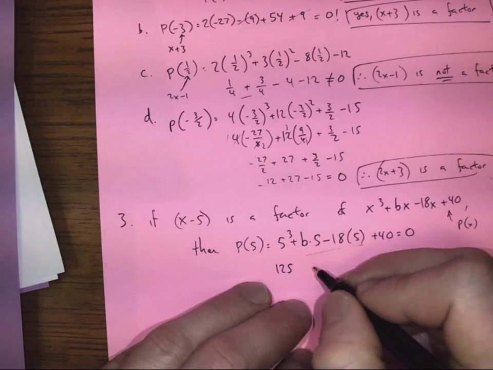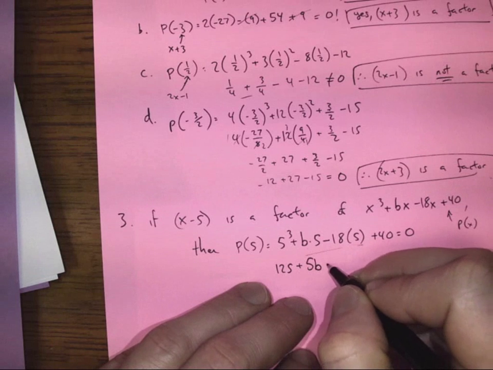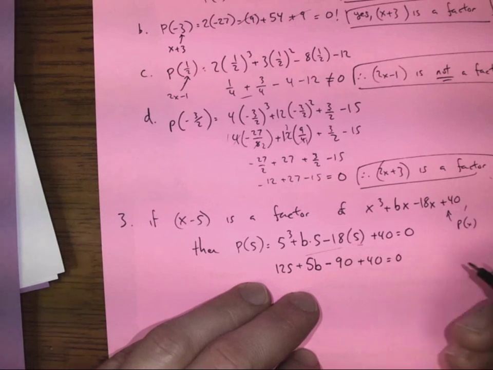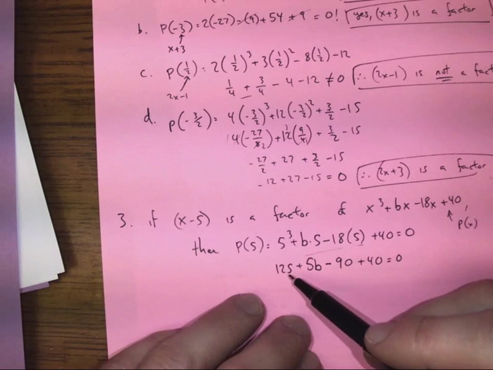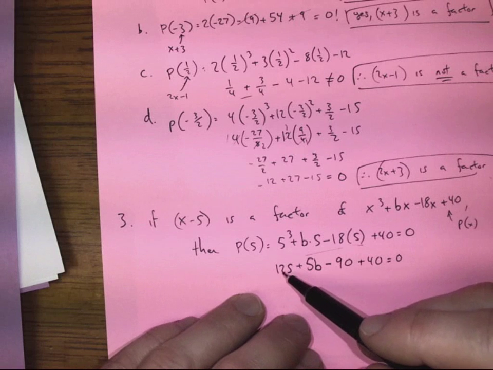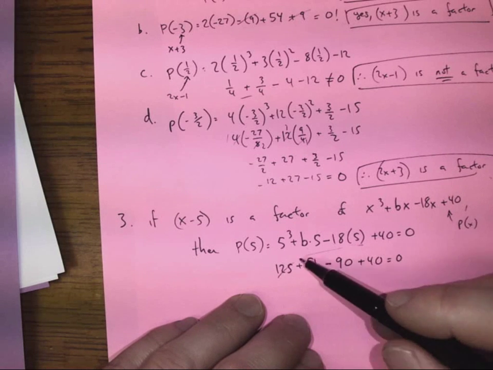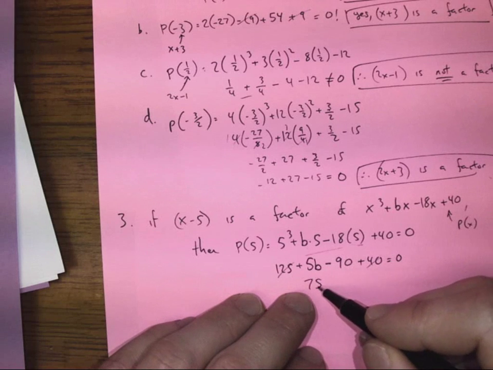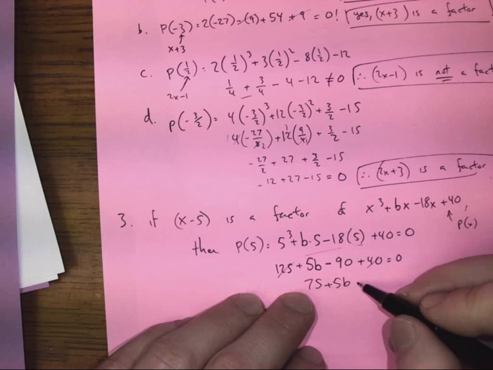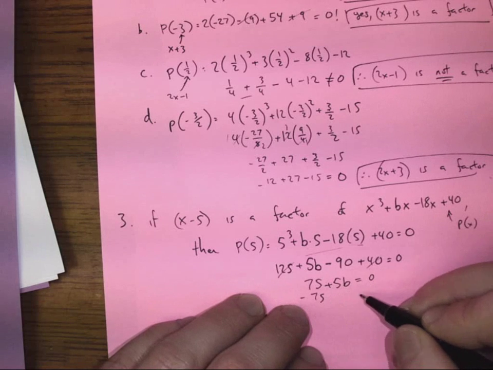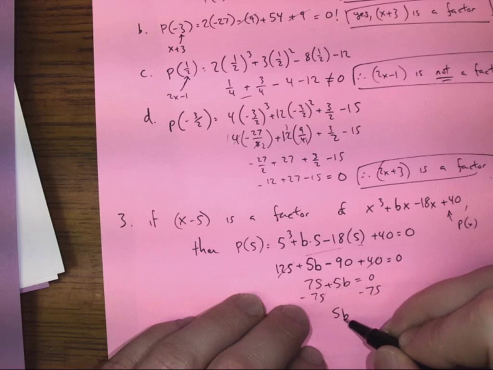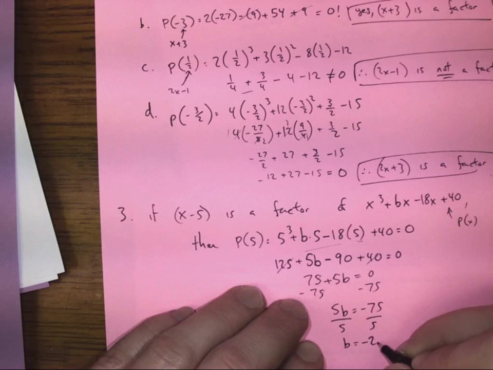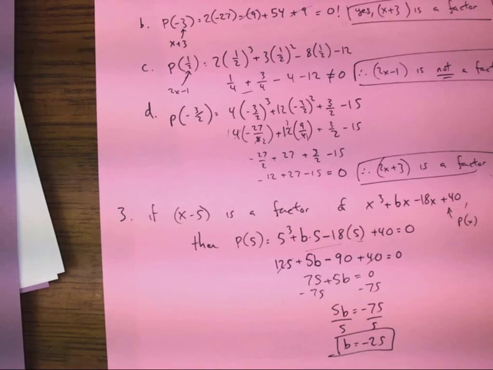Let's find the value of b that makes this true. This is 125, 5 cubed, plus 5b, I'll rewrite it that way, minus 18 times 5, that's 90, plus 40, all equal to 0. I'll simplify a little: that positive gives 165, take away 90 is 75, plus 5b equals 0. Take away 75 and I get 5b equals negative 75, so b is negative 25.